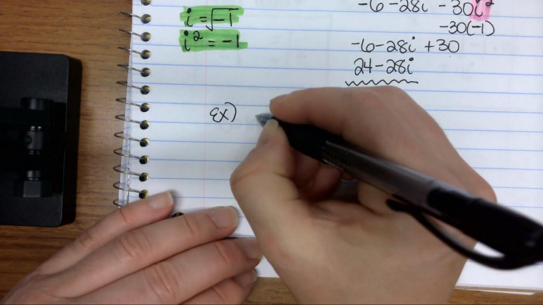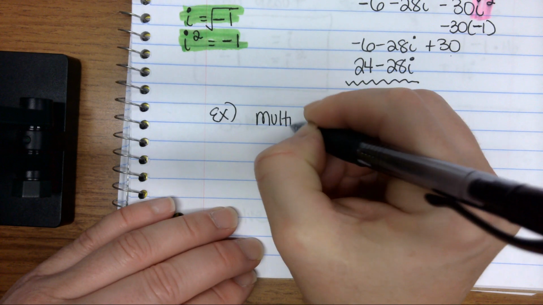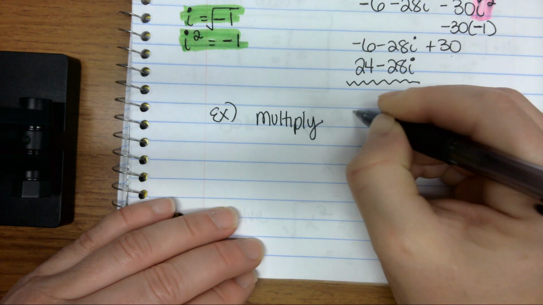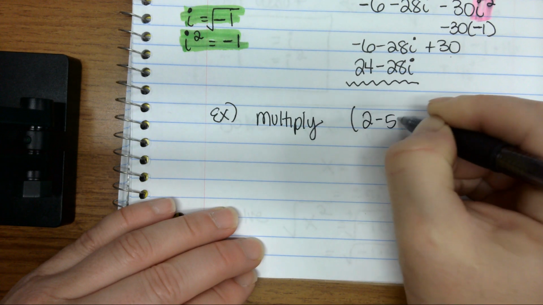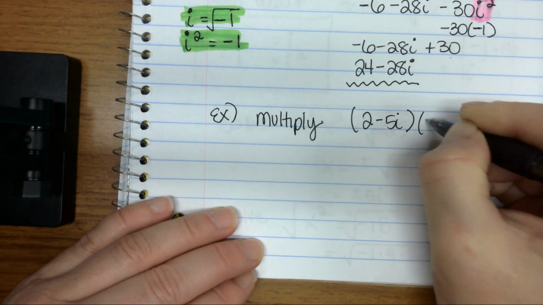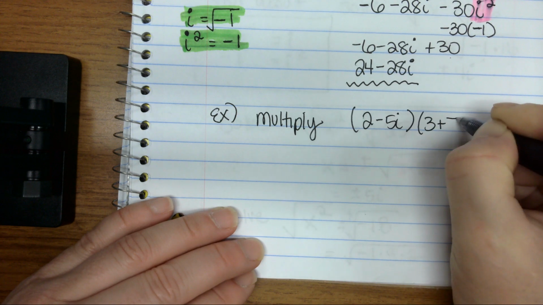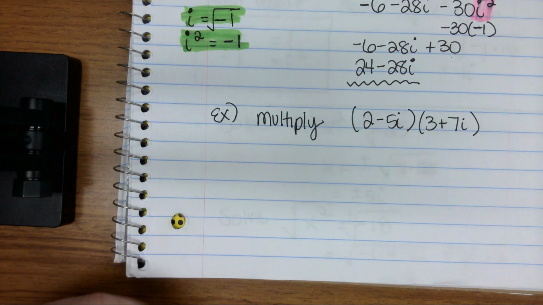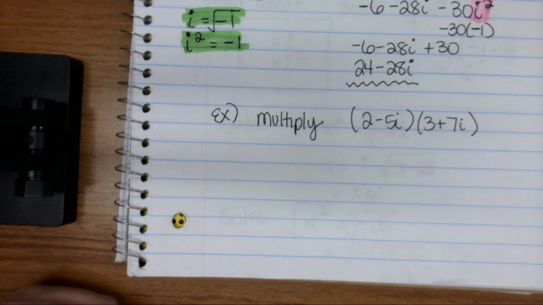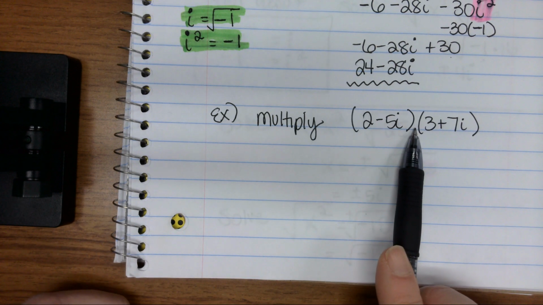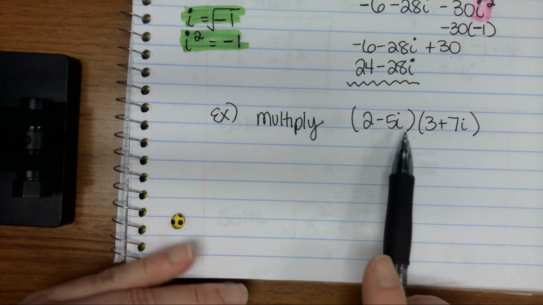these two numbers together. Okay, so we have 2 minus 5i. I have nothing in between my parentheses, so we're going to assume that means multiplication. And then 3 plus 7i.